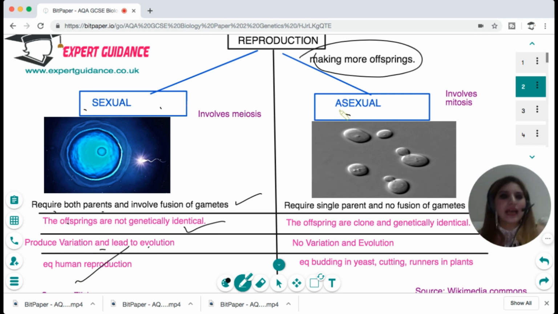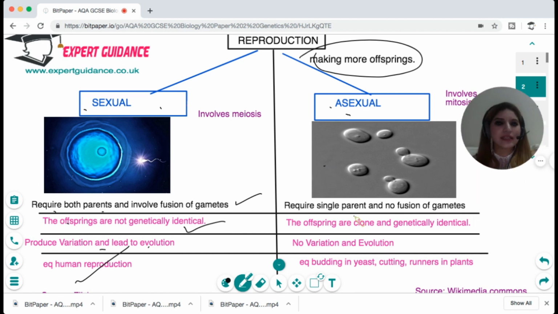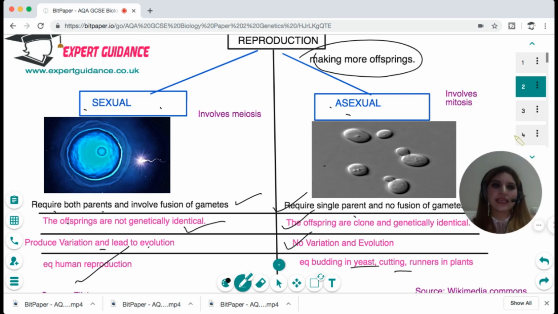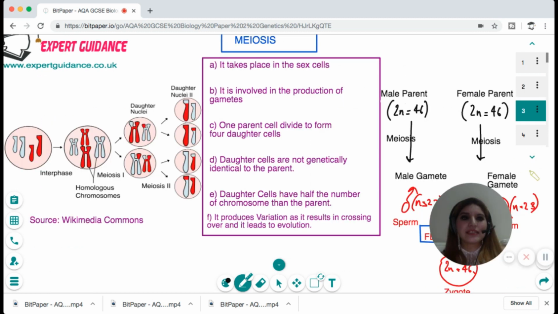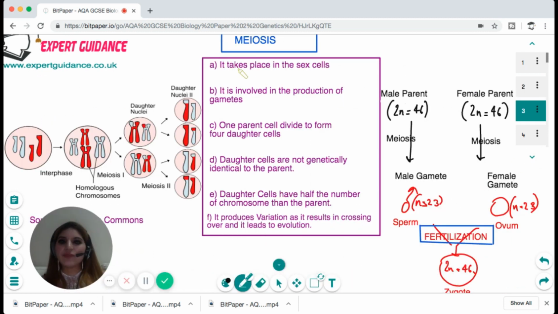On the other hand, asexual reproduction, like budding in yeast, requires a single parent and there's no fusion of gametes. The offspring are clones and genetically identical. There's no variation and evolution. Examples are budding in yeast, cuttings, and runners in plants. Now, sexual reproduction involves meiosis.